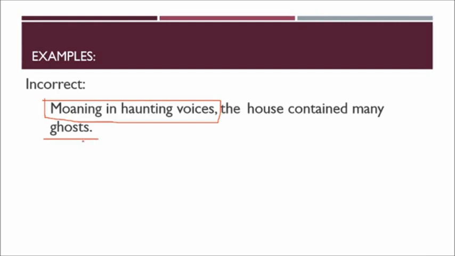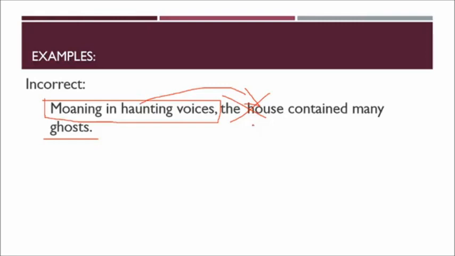So all we need to do is to transfer this. Because in the sentence, that makes it incorrect, because this one describes the house. But technically, the house will not say something. The house will not speak, will not moan. So that makes the sentence incorrect. Okay, so we have to correct it.